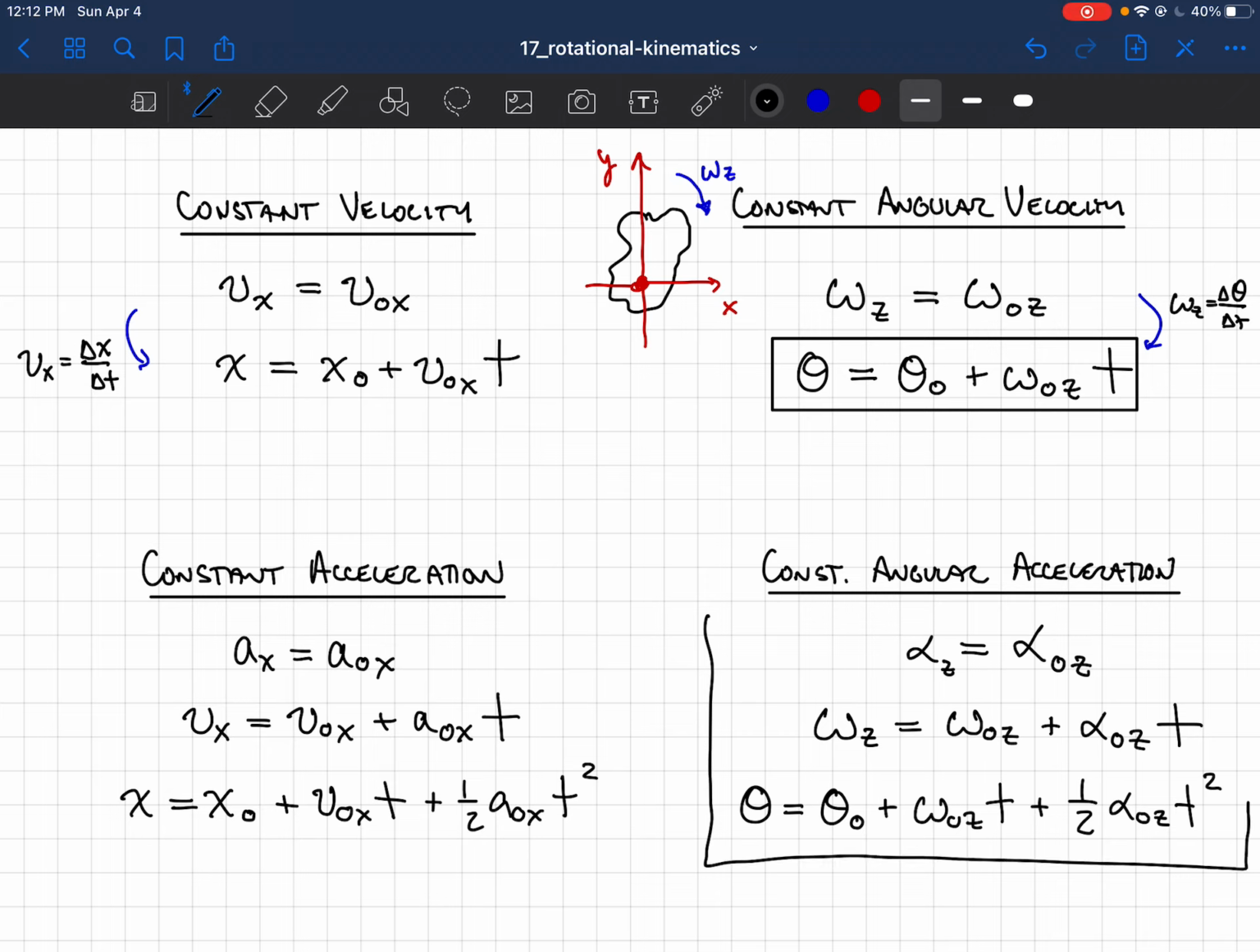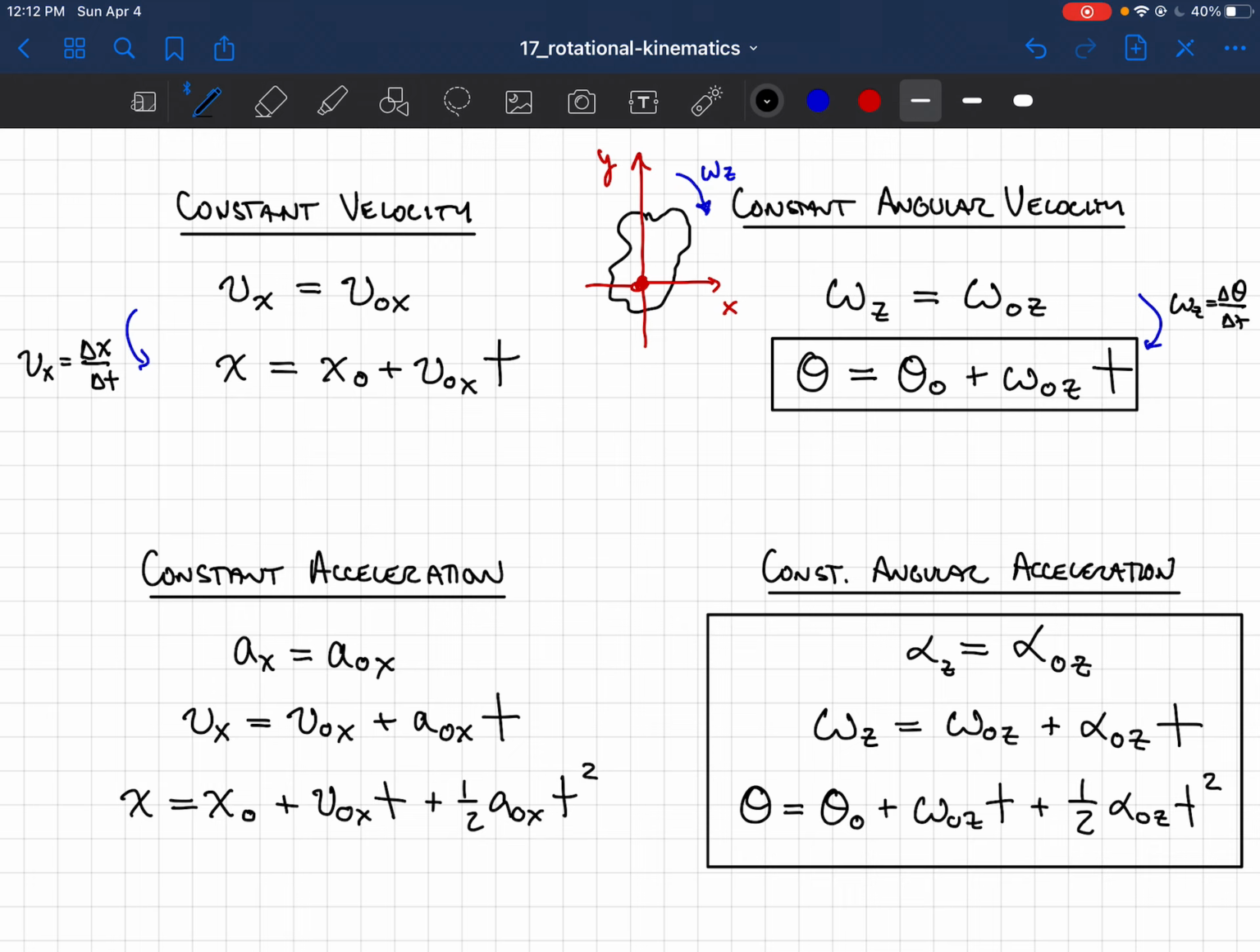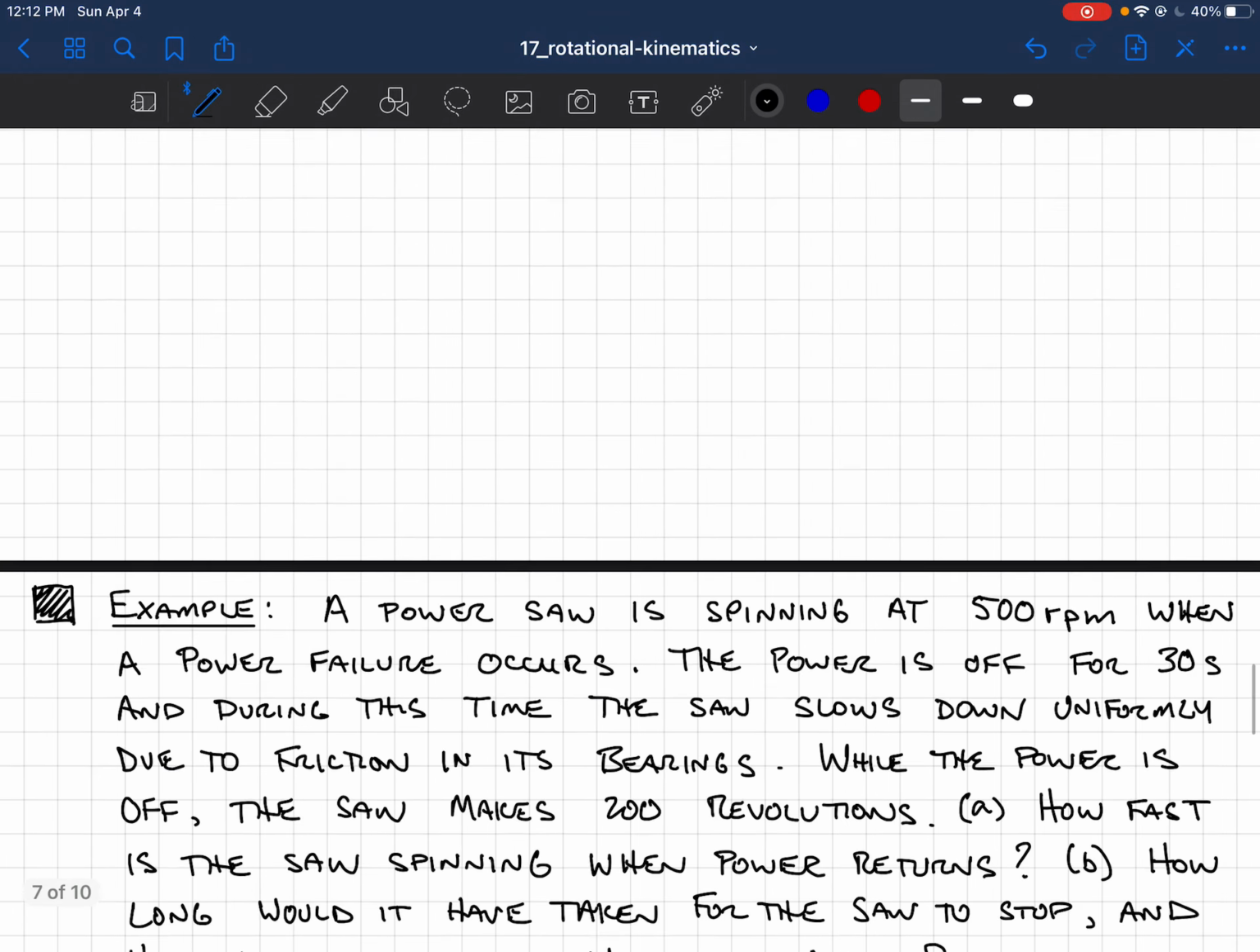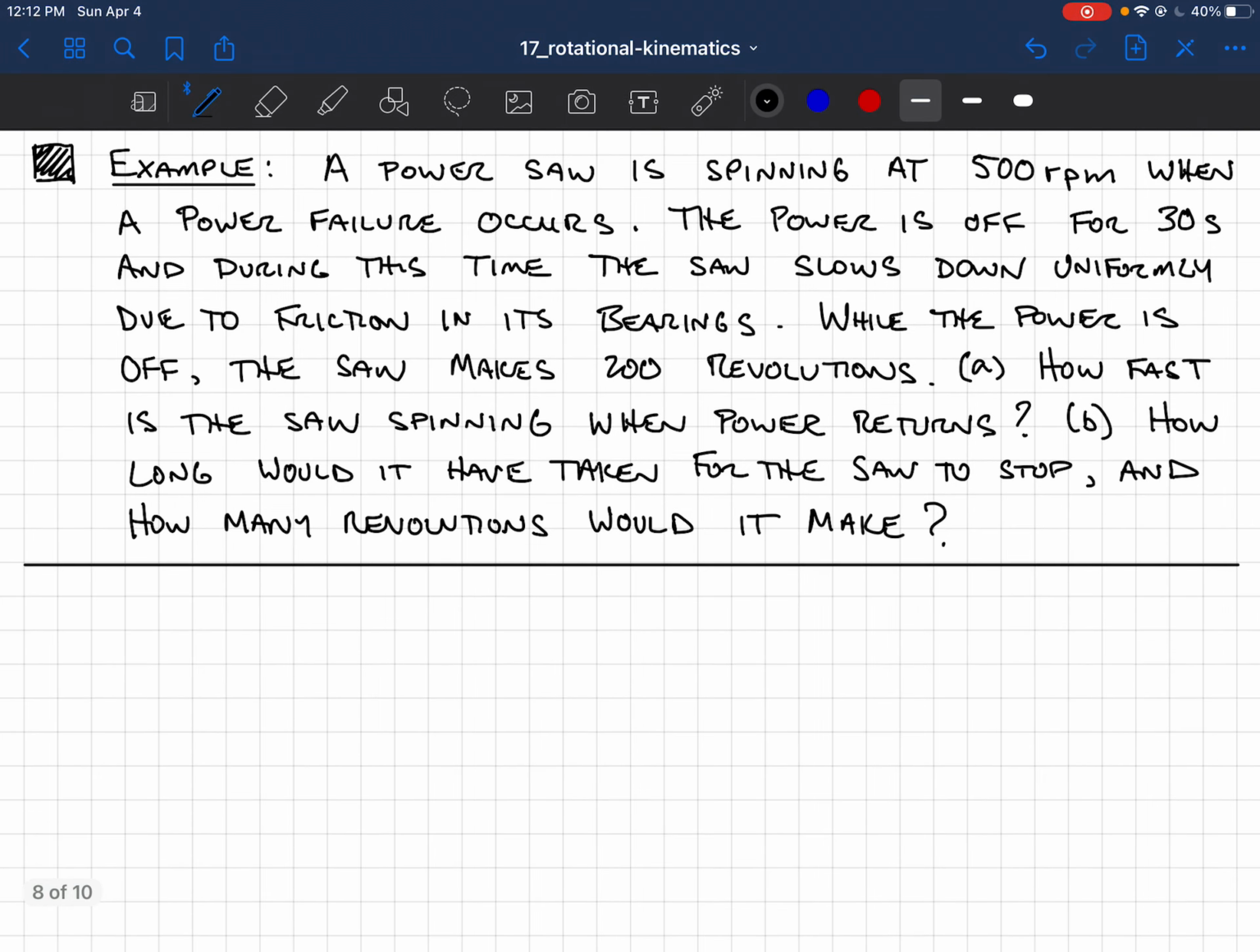So we have these equations for constant angular acceleration, and we'll solve some problems with that. So let's do an example.